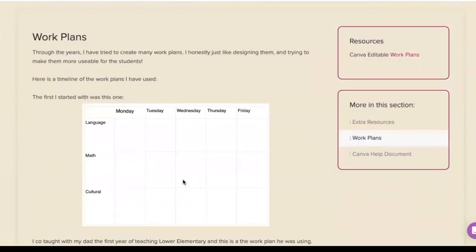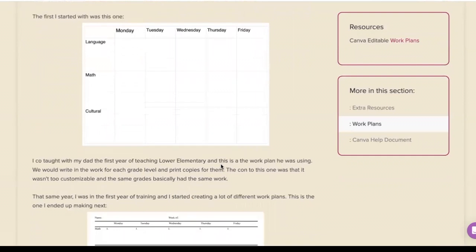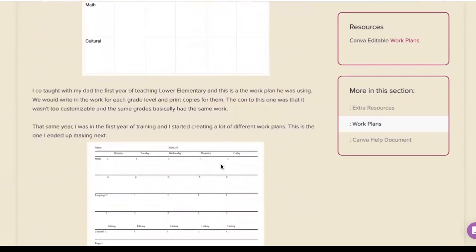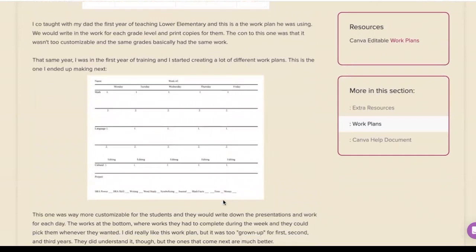So this is the very first one, and when I first started in the elementary training, I actually co-taught with my dad at a different school than I work at now. He had this work plan where we wrote out what the kids would learn each day with the presentations or what they had to work on. And this was basically first, second, third. But as I was going through the training, I really wanted to customize it more. So I made a lot of different ones, but this is the one we decided on using, which worked nicely because they got to pick the different ones and where to go.